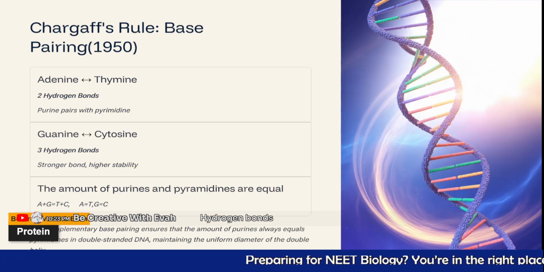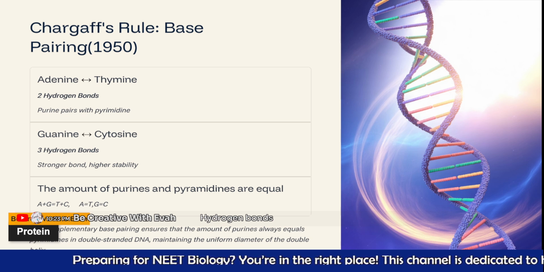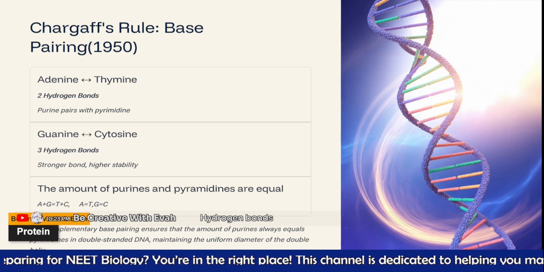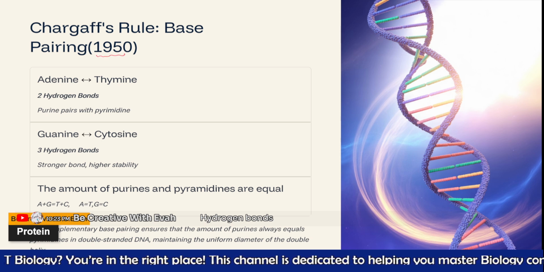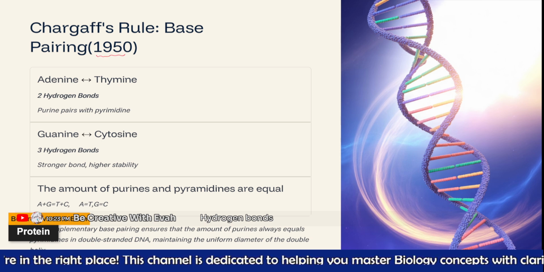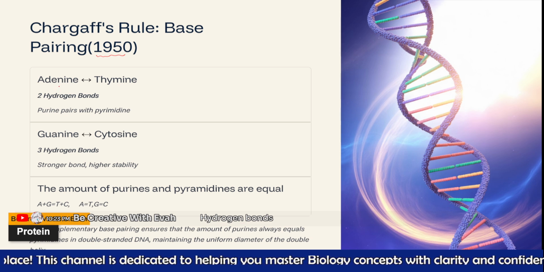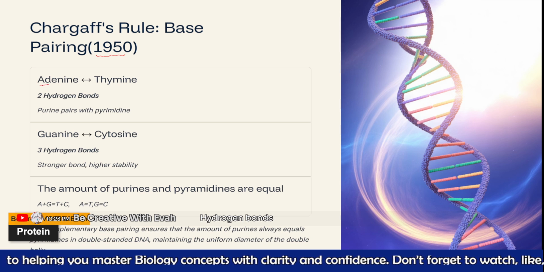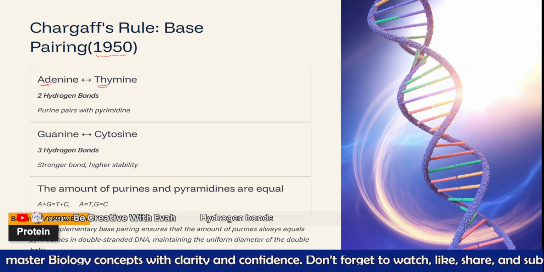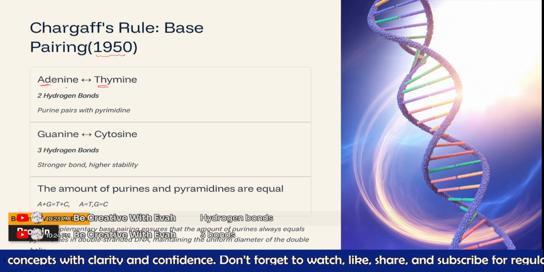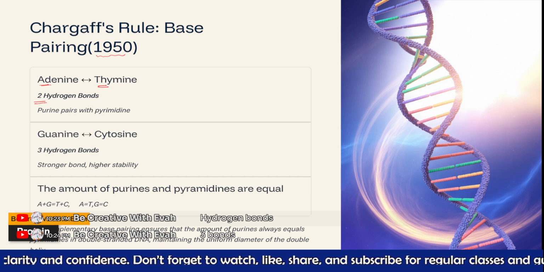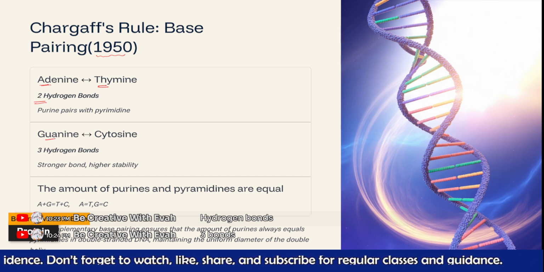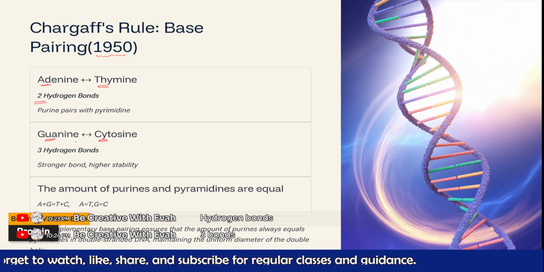Okay, so last class we discussed this topic, Chargaff's rule, base pairing. Chargaff explained a base pairing rule in 1950. According to Chargaff, there are certain points you have to remember. Adenine always pairs with thymine and vice versa with the help of two hydrogen bonds. Then guanine pairs with cytosine and vice versa with the help of three hydrogen bonds.